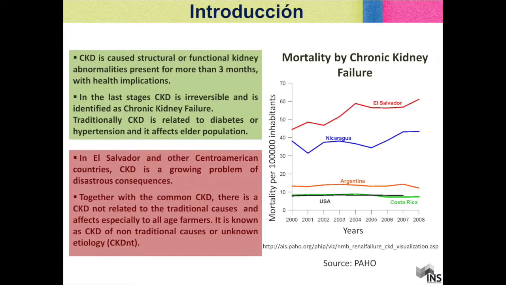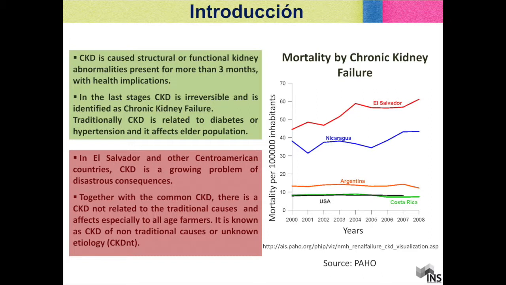Chronic kidney disease, or CKD, is caused by structural or functional kidney abnormalities present for more than 3 months with health implications. In the last stages, CKD is irreversible and is identified as chronic kidney failure. Traditionally, CKD is related to diabetes or hypertension, and it affects older populations. In El Salvador and other Central American countries, CKD is a growing problem of disastrous consequences. As you can see in the graphic, El Salvador has the largest mortality by chronic kidney failure, and it is growing alarmingly as compared with other American countries.